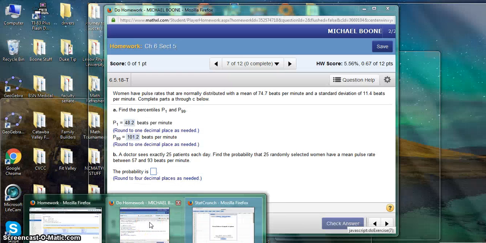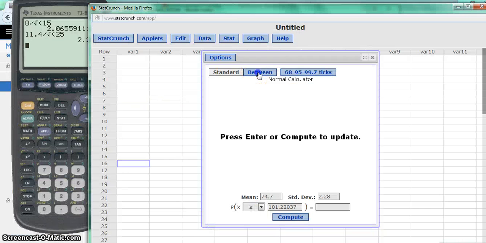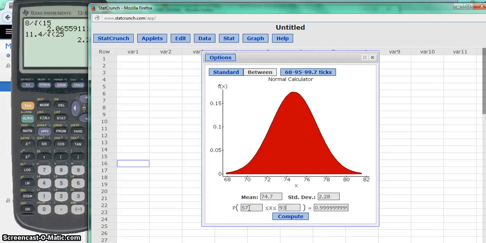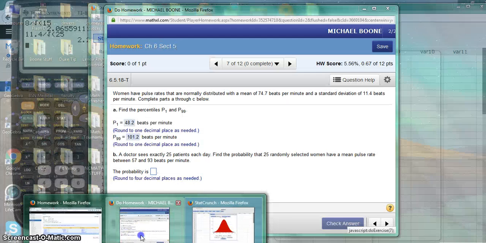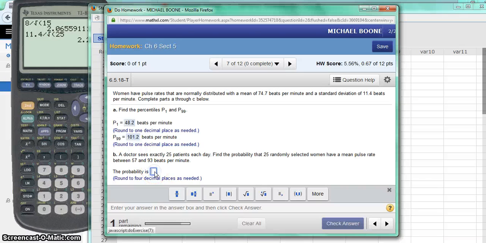And this is just a between problem. I think we've done this before. Between 57 and 93, easily done on StatCrunch because we put 57 and 93. That looks like pretty much everybody, right? With a standard deviation of 2.28, and that's our mean, those are good distances away. So that should be roughly 100% of our population. And if we're rounding to 4 decimal places, I think we would just end up saying 1.